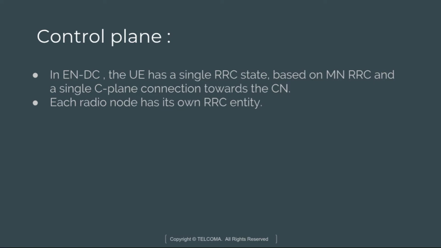NSA. So in ENDC, which is non-standalone mode, the UE has a single RRC state, based on mobile network radio resource control, and a single C-plane connection towards the core network. Each radio node has its own RRC connection entity.